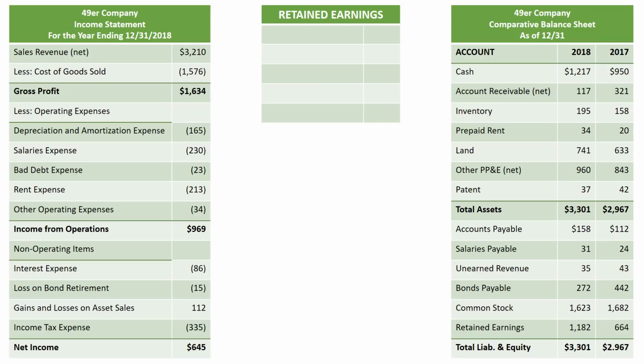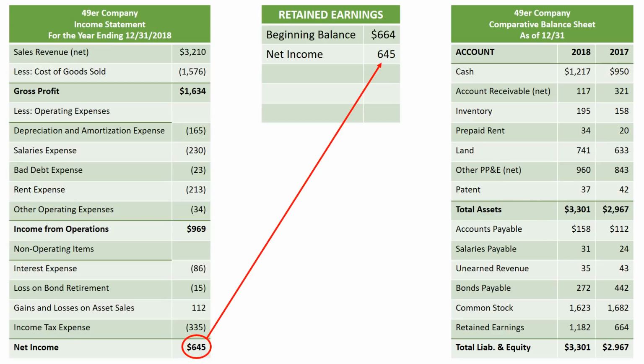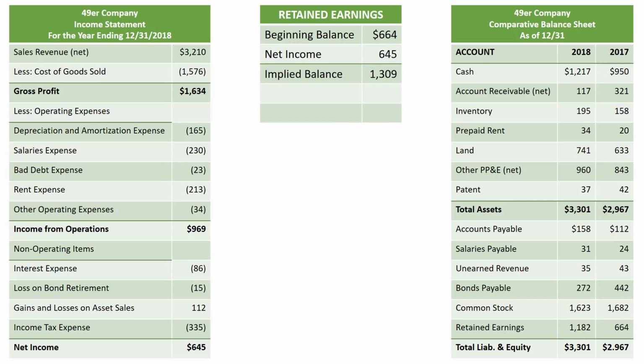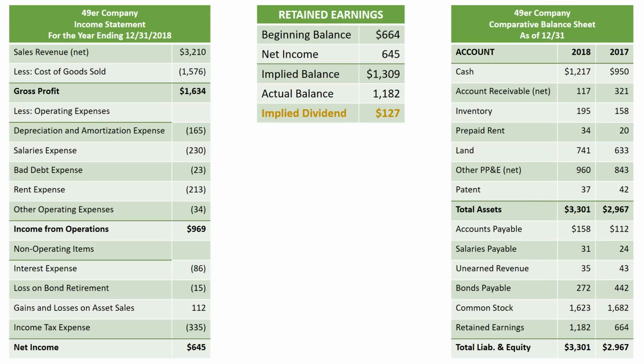And then finally, we have to think about that retained earnings account that deals with dividends. And so that's why we have to pay attention to it. We have our beginning balance of $664. We know that it increases with net income. It means all else equal, the implied balance would be $1,309. We compare that to the actual balance of $1,182. There must have been a dividend of $127. We don't see any dividend payable account or anything like that, which means, again, with that assumption that everything's a cash transaction, unless otherwise stated, that must have been a $127 cash dividend.